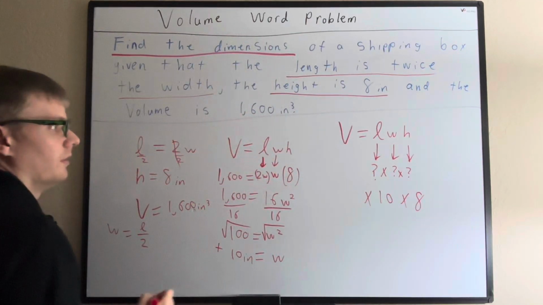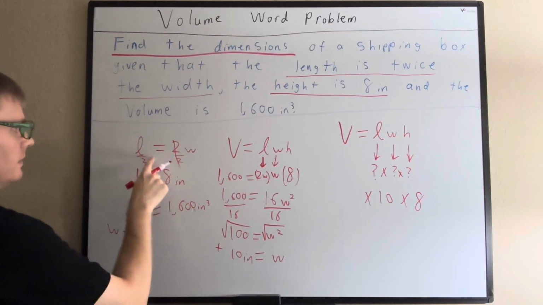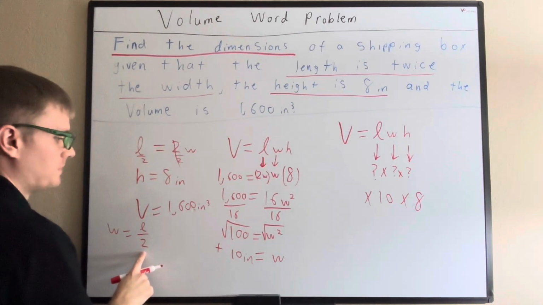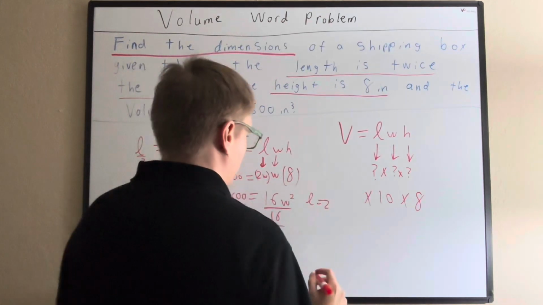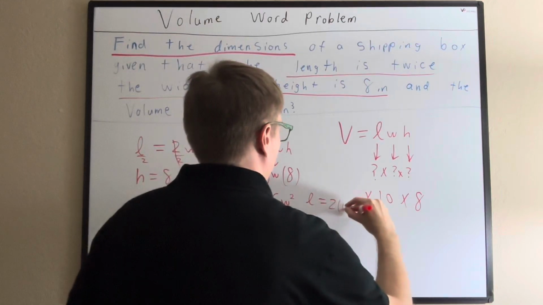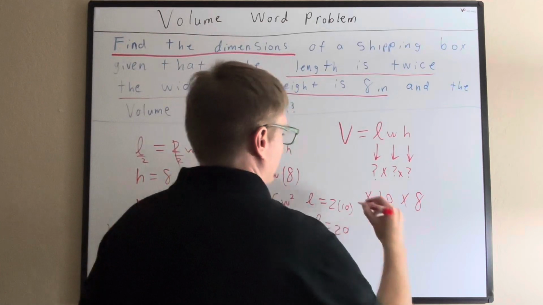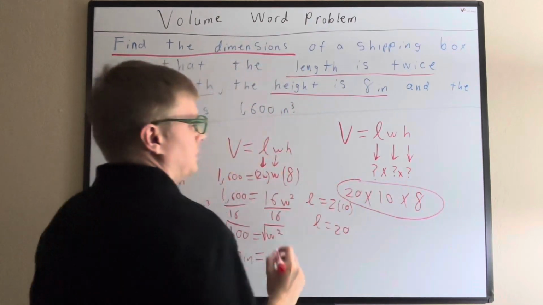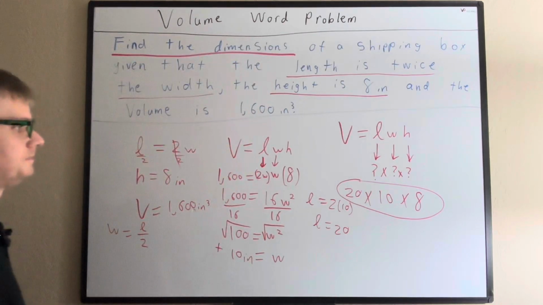Okay. All we're missing is the length. Well, what do we know about the length? Length is twice the width, right? Even though I solved for W over here. So the length would be 2 times 10. So that would be 20. So the dimensions are 20 by 10 by 8. The shipping box. Length times width times height. All right.